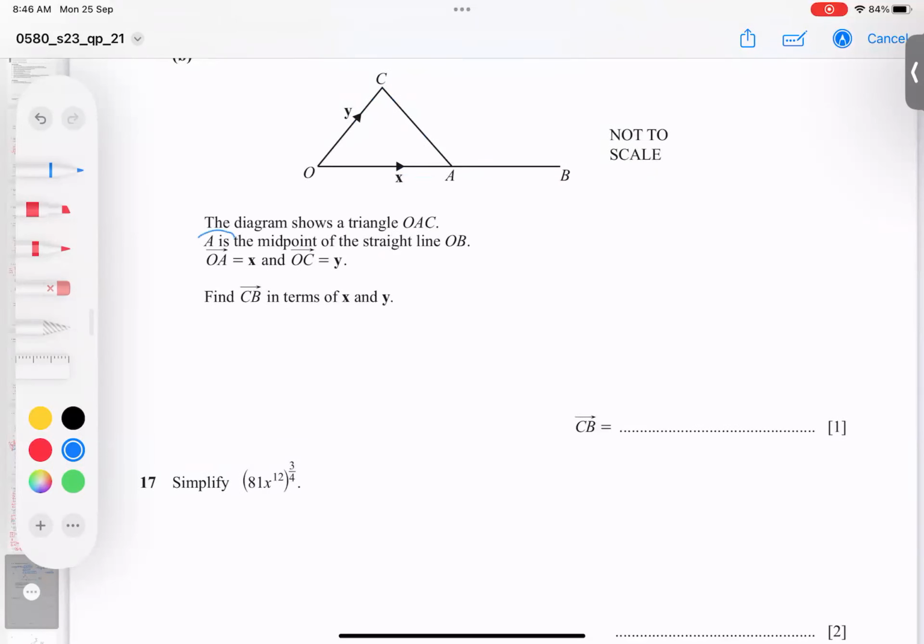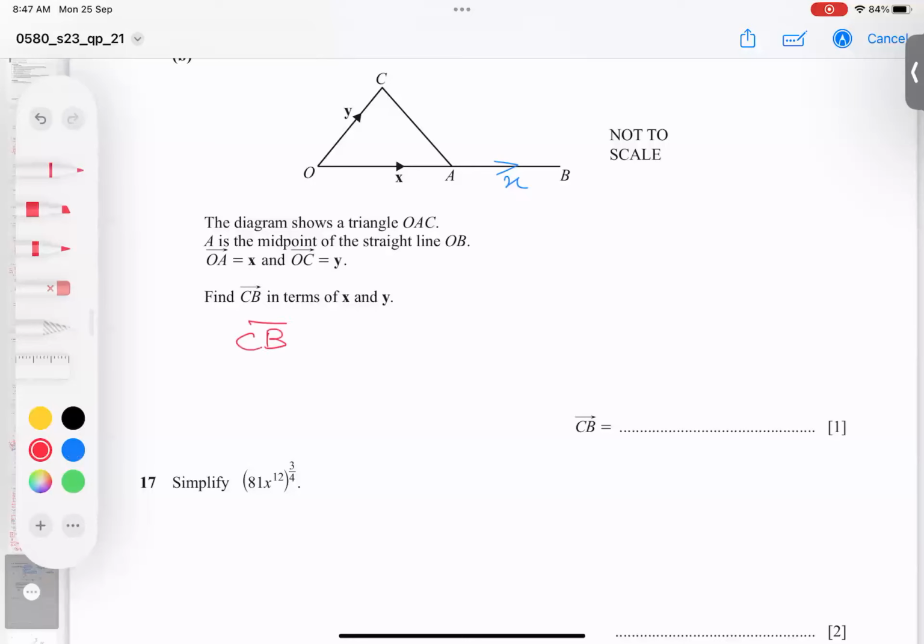In this question, A is a midpoint. So this is a midpoint. If this is a midpoint of the total length, I can say that the left side and right side are exactly equal. So in this sense, if this is X, what about this? Also X. So I'm writing here X. All right. Now what is it asking for? CB. So starting from C, ending at B. How to find this CB? The path is so simple, I can go for it.